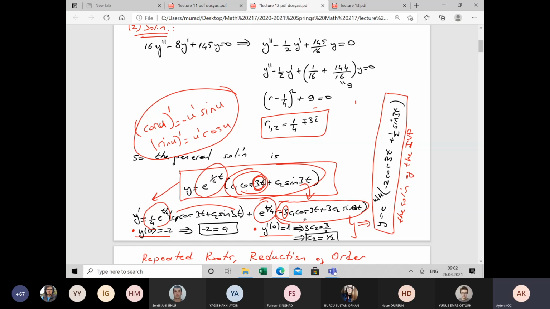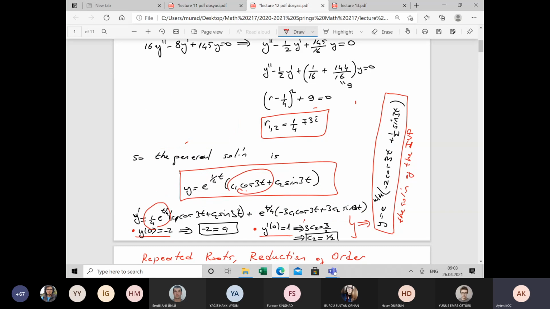So, and this one, be careful. This one is cosine, and 3 times C1, this one is sine 3t, and this one gives cosine. It's okay.